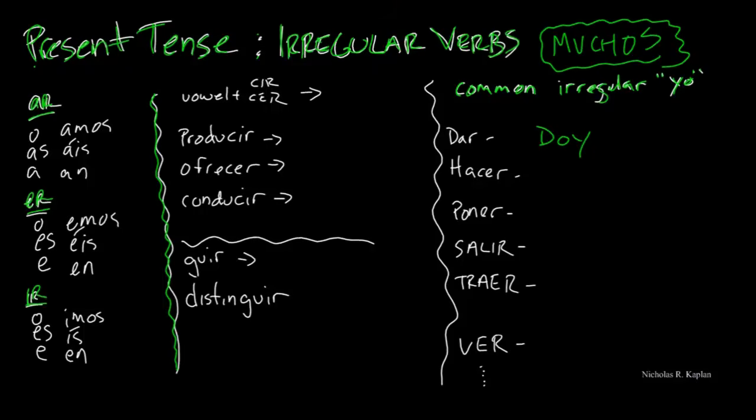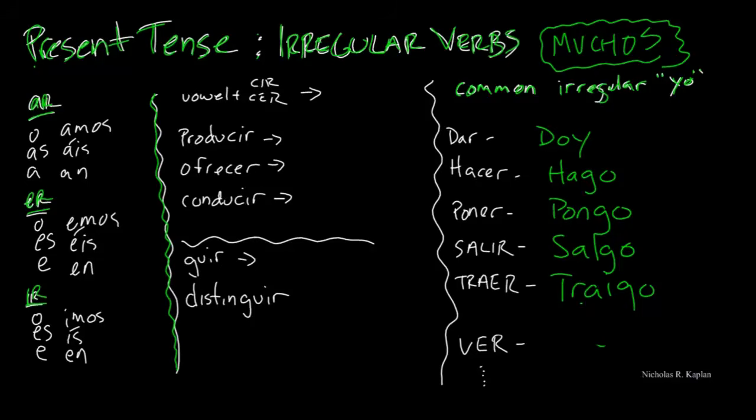doy, hacer, poner, salir, traer, and ver. The rest of these forms, they follow the pattern. You take off your AR, you take off your ER, etc., and you add your appropriate ending.